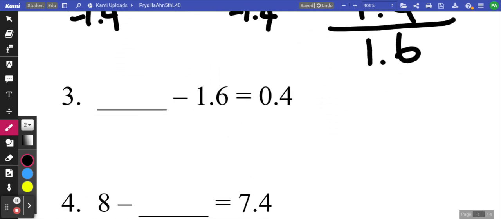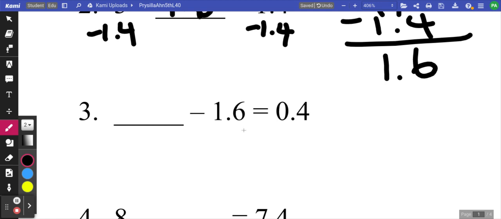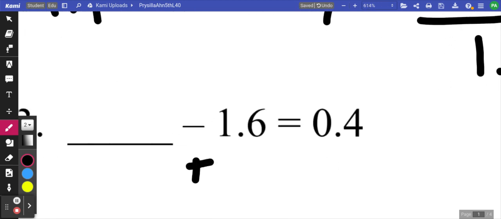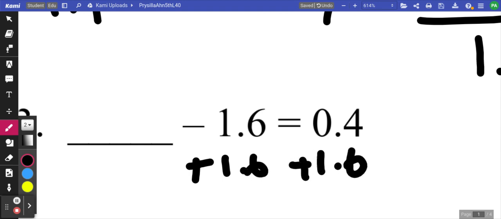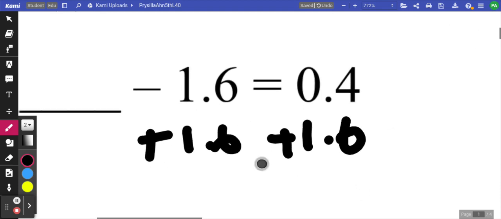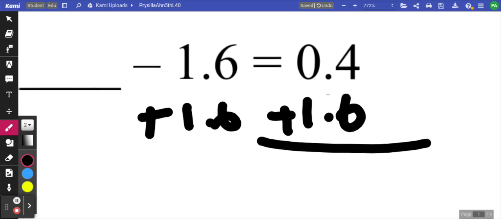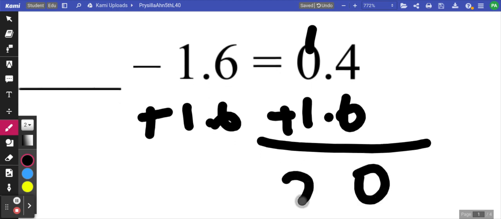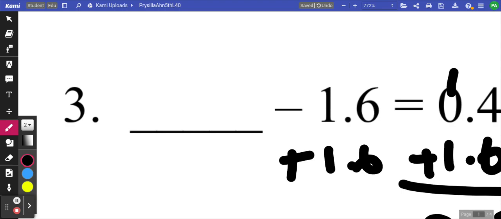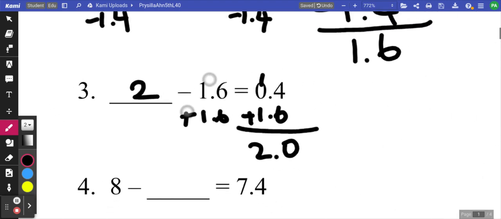But when it comes to number 3, for example, you're going to find the biggest number. And how do you do that? You're going to add 1.6 to 0.4. This would be the difference because it's subtraction, but you can also call it the sum, I guess, if you consider 0.4 and 1.6 being added. And what do you get in the end? Put a decimal there, you get 2. So 2 is your big number that is being subtracted.